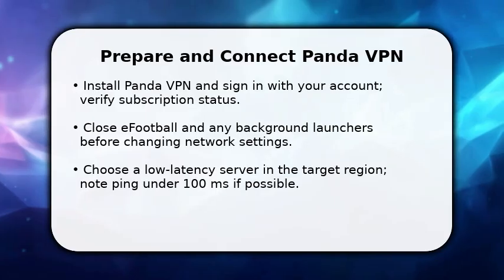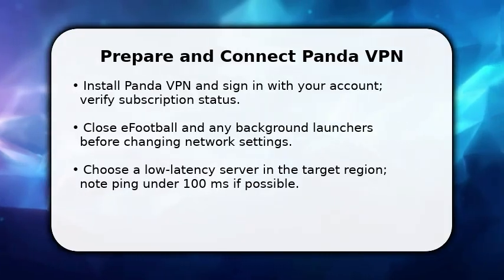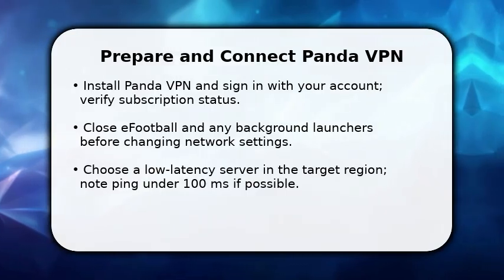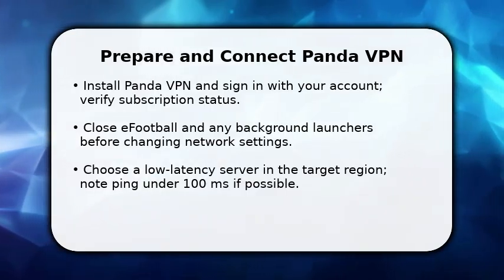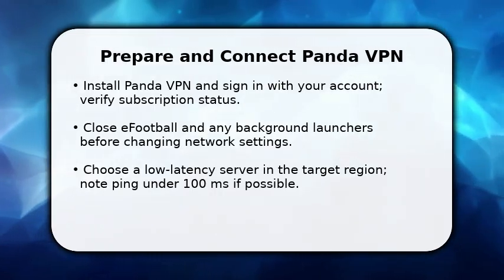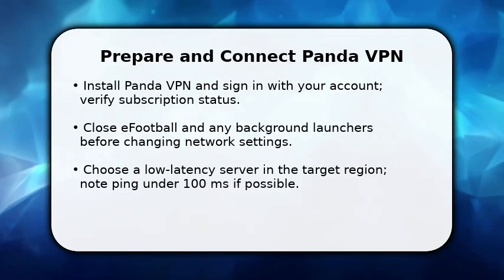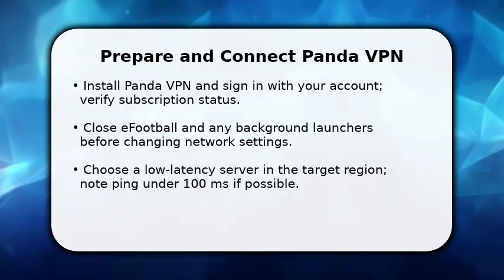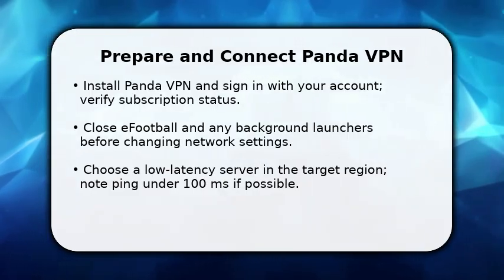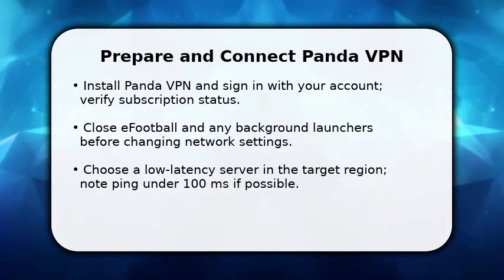You start by installing Panda VPN and signing into your account. Make sure your subscription is active. Once done, close eFootball and all launchers so the game will pick up the new network. Now open Panda VPN, pick a server in the country you want to appear from, and check the ping. Choose one under 100 ms for smoother play. Connect and wait until the app shows a stable connection before moving to the game.